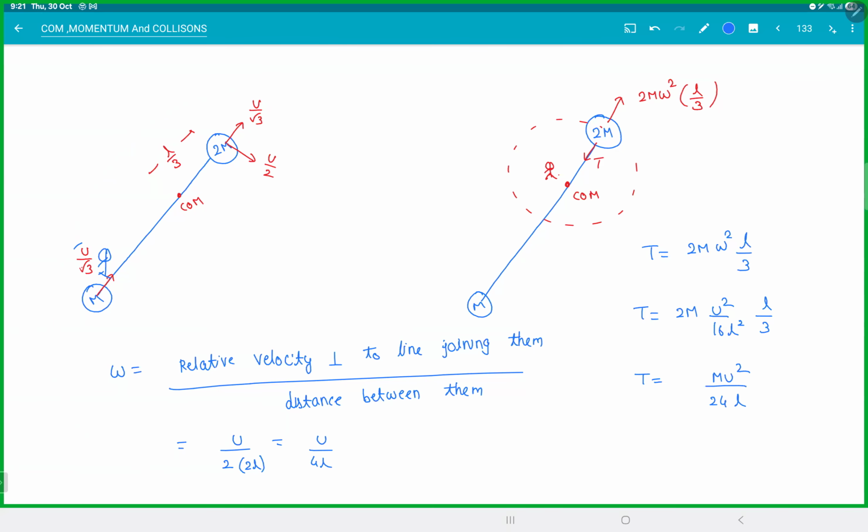Because if you see, u by root 3 will not create rotation. Who is creating rotation? U by 2. So u by 2 by the distance between them, which is 2L, will give you the angular velocity. But you're going about a circle about which point? You're going in a circle with respect to the center of mass. 2m goes in a circle with respect to the center of mass, not about any other point.